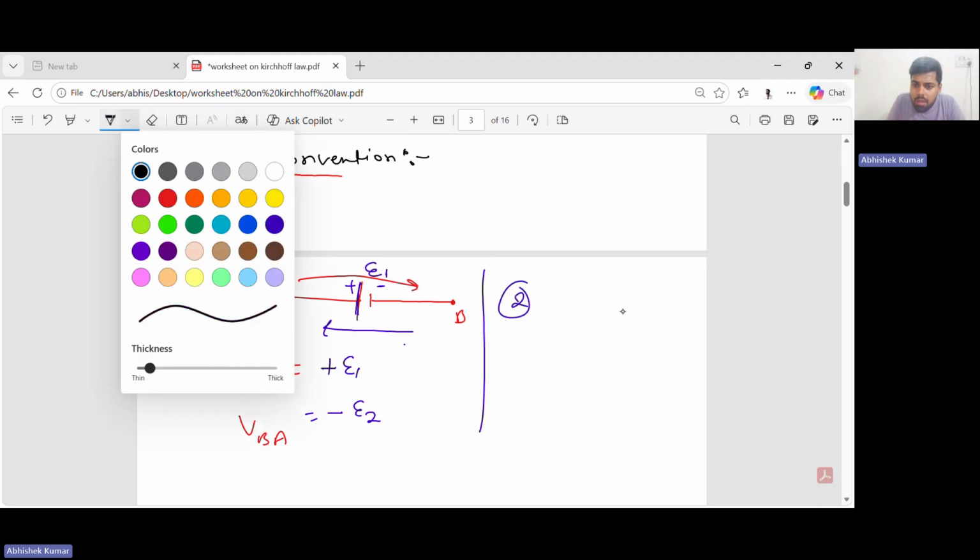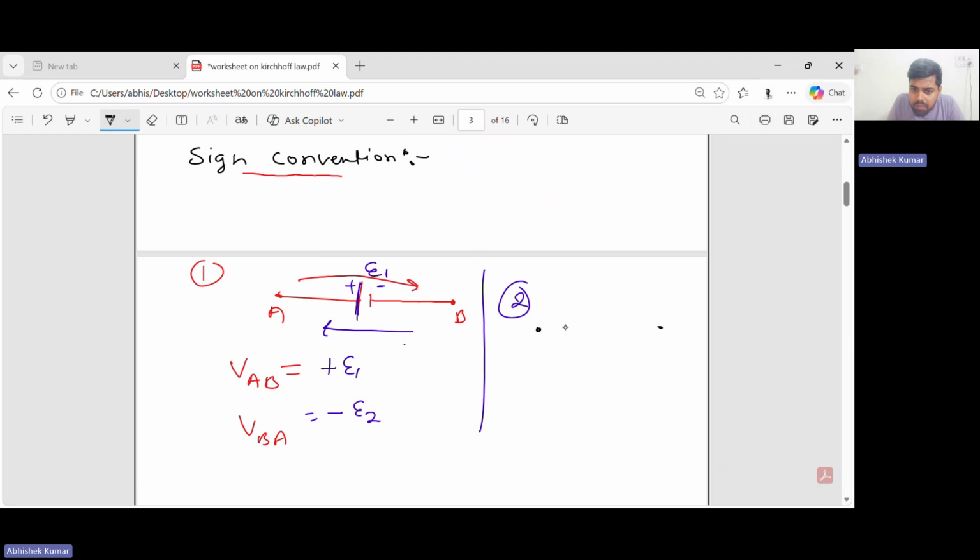Okay, suppose again there is a loop, a conductor I have taken like this, and I have given this one like this. Got it? Now the question came: this point is B and this point is A. Now tell me what is the potential from A to B and B to A. Here E1 is the same value I gave.